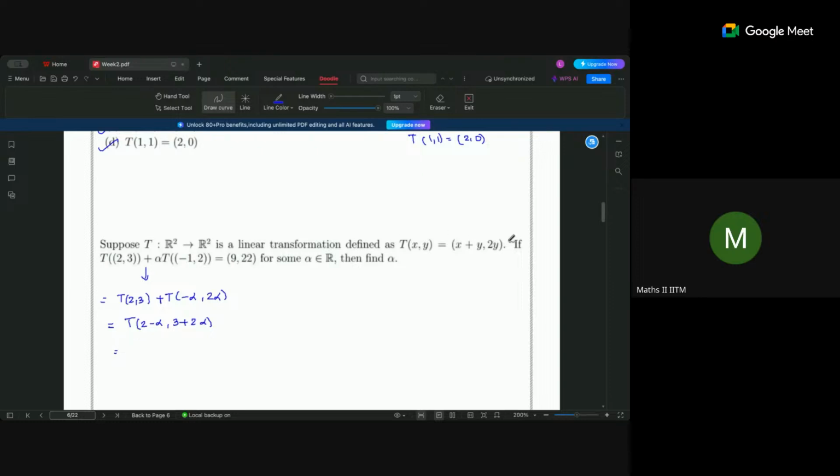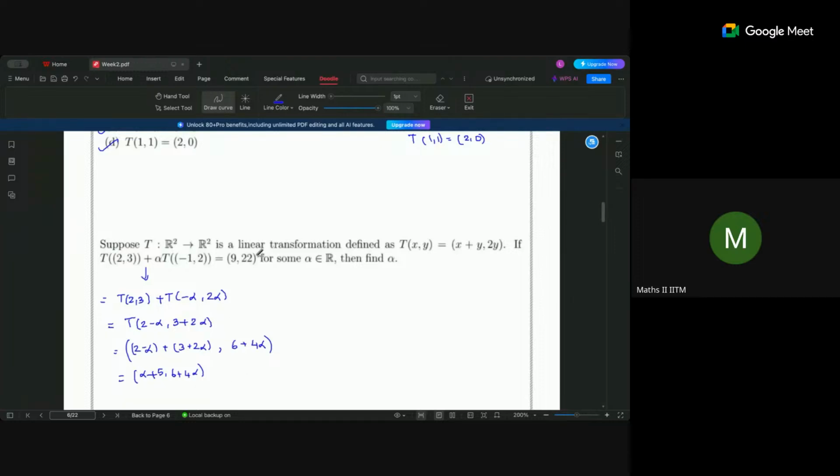Okay, and we are given that it is equal to 9 comma 22. But before that, let us substitute it in this formula. Can you substitute in this formula and tell me what's the answer? 2 minus alpha plus 3 plus 2 alpha. Simplify this expression and tell me the answer. What is the first part here? Alpha plus 5. So it is alpha plus 5 comma 6 plus 4 alpha. Did I do the calculation correctly?